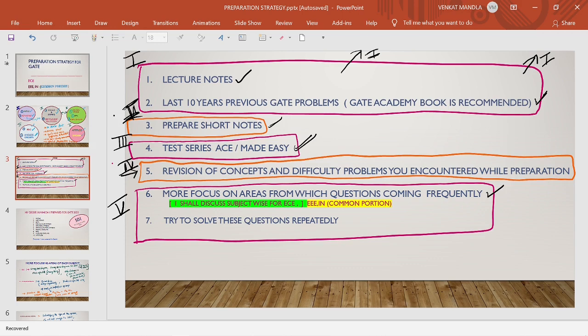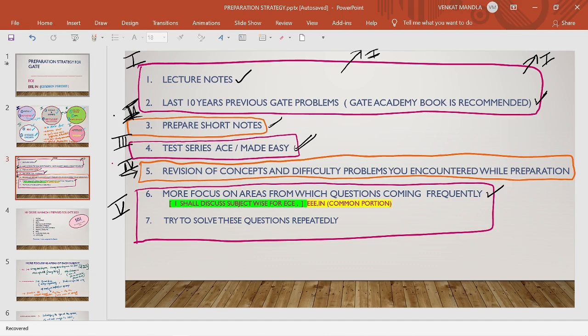Next, after the sixth, the seventh: try to solve these questions repeatedly. The sixth and seventh are the same, really. You have to focus on these areas where the questions are coming frequently, and the problems related to those concepts and areas. You have to solve them repeatedly. So this is the preparation strategy.